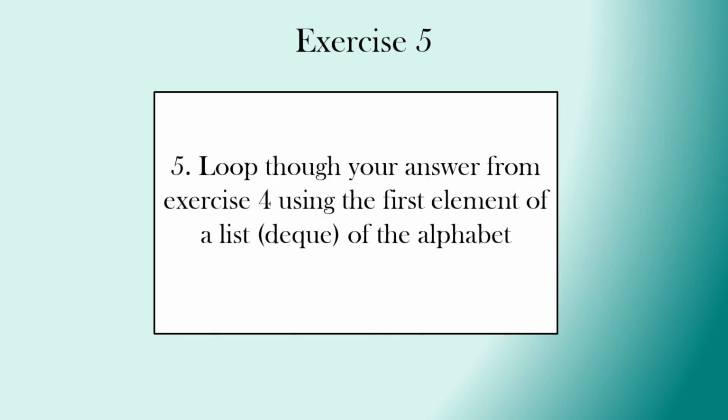Exercise 5. Loop through your answer from exercise 4 using the first element of a list or a deque of the alphabet. So you want a list of letters from A to Z or a deque. We're going to take the first letter from that list and then print that letter and the amount of times it occurs in your name, or if it doesn't occur, it prints no. So that's exercise 1 to 5. Let's have a look at the solution.